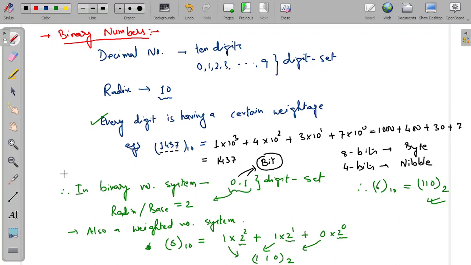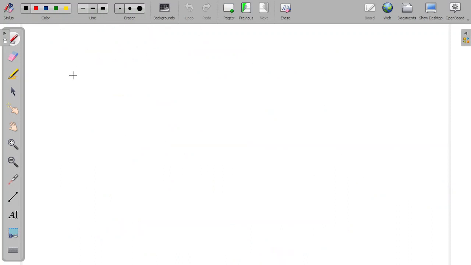So with this background, let us start and see how to represent decimal numbers in the binary number system. So let's first see decimal to binary conversion.